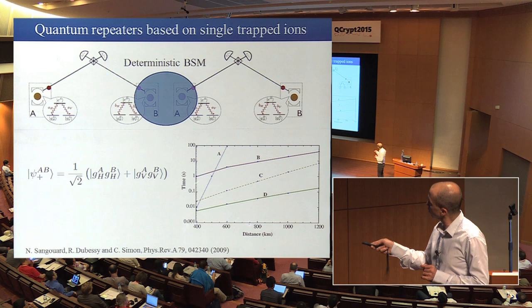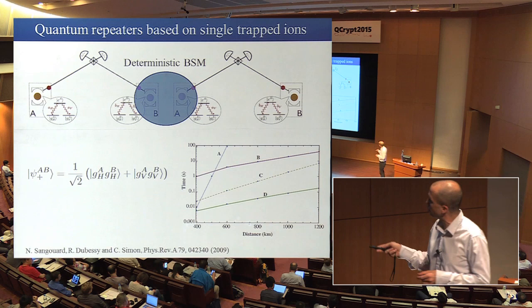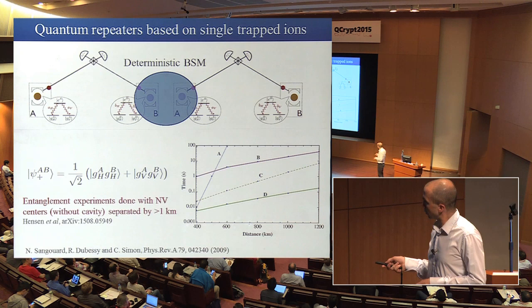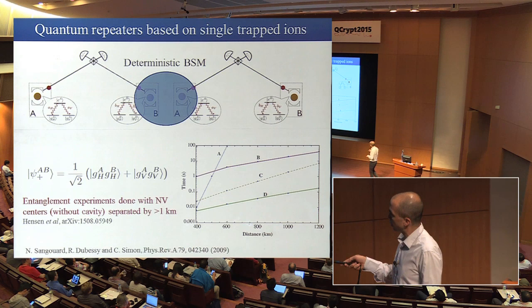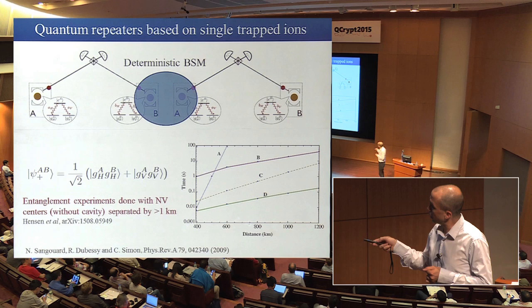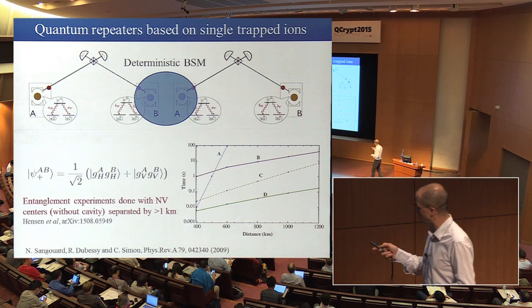So this one here is, let's say, the best protocol on atomic ensembles and linear optics, a single mode protocol, and this is what you could get if you have the ability to make a deterministic Bell state measurement. By the way, a similar kind of experiment, not with ions, has been done with NV centers separated by more than 1 kilometer, where I think we will hear more about this tomorrow, but this could go in this direction. But of course, you need to have the ion sitting in a cavity, or your NV center sitting in a cavity, with a very efficient collection efficiency. This is not done yet.